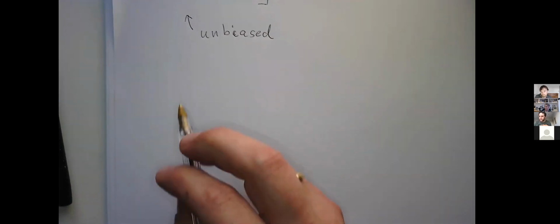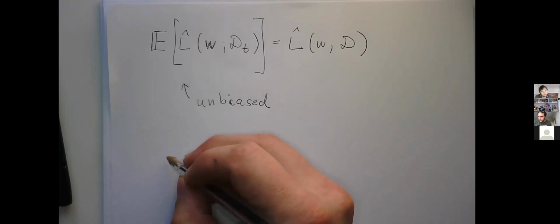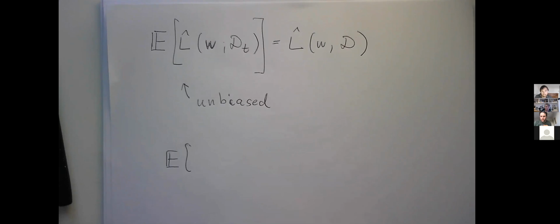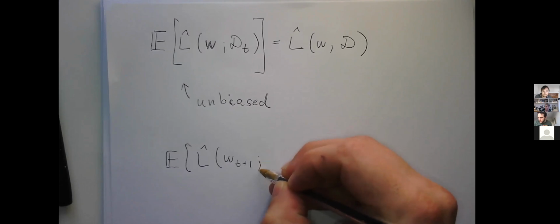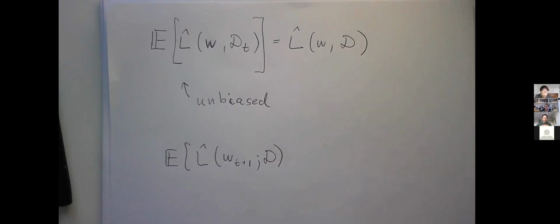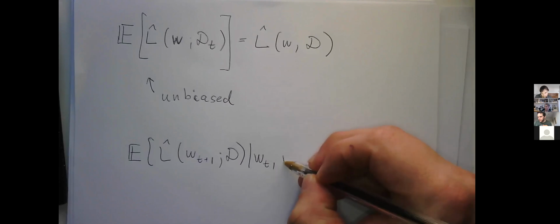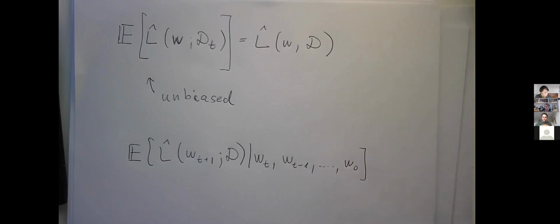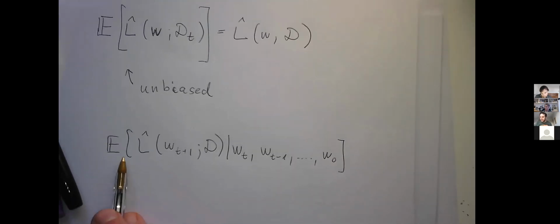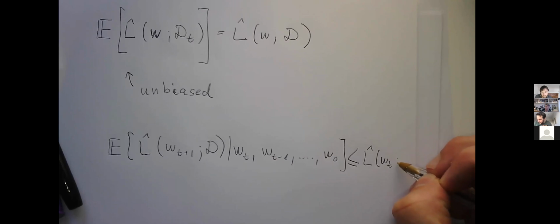The first thing that we need to think about is what happens after a single step of gradient updates. And one thing that we can say is that the expected value of the empirical loss of W_{t+1} at the whole data set, so this is the empirical loss over the whole data set, given the current iterate W_t and all the previous iterates, W_{t-1} and so on, so W_0, we can say that this expected value is smaller than the loss of W_t on the whole data set.